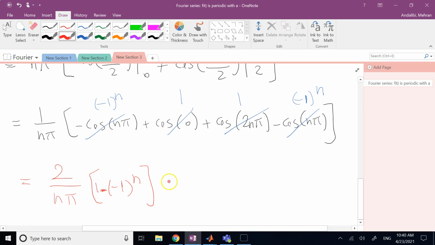So it's going to be 4 over n pi. If you want, you can write it like this: 0 when n is an even number, and 4 over n pi when n is an odd number.